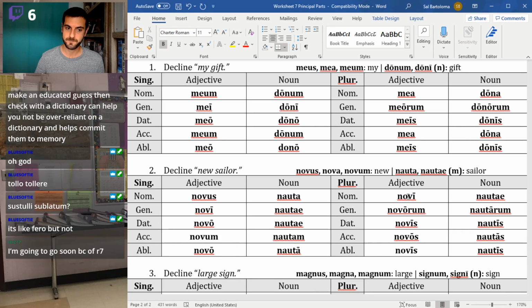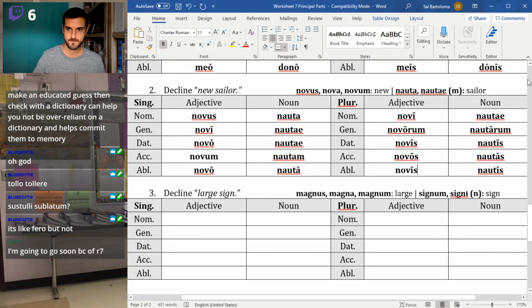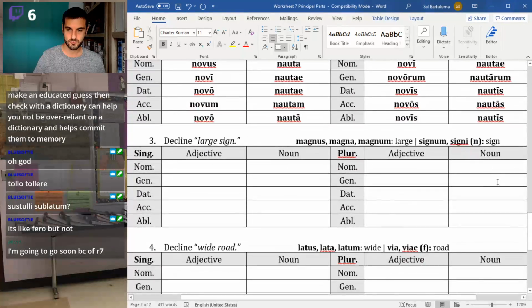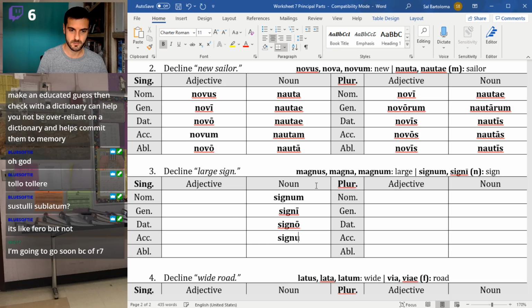Taco grande. Scroll down here to large sign. So we're going to go a little bit faster on this one. Sign is second neuter, just like gift was. So signum, signi, signo, signum, signo, signa, signorum, signis, signa, signis.